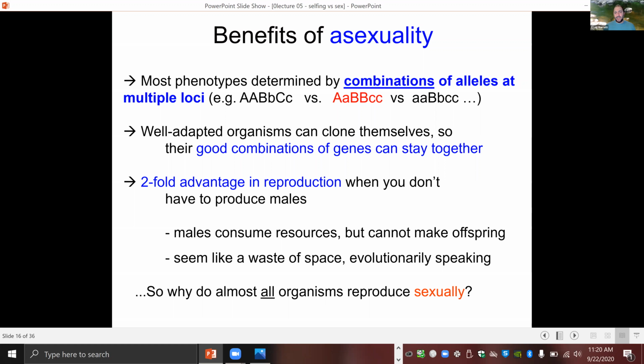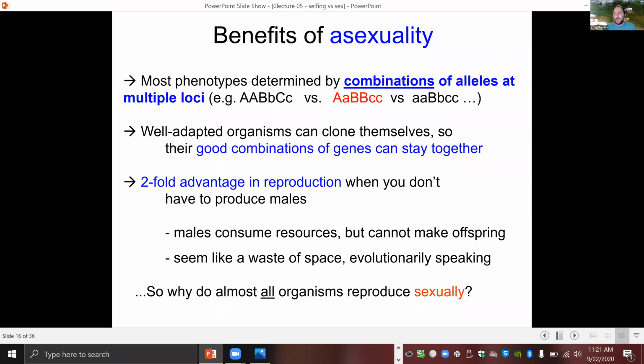Okay, males consume resources but cannot themselves make offspring. So they participate in fertilization, but they can't actually have babies, right? Seems like a waste of space, evolutionarily speaking. Sorry, guys. So the question is, why do almost all organisms that we think of in this class reproduce sexually?